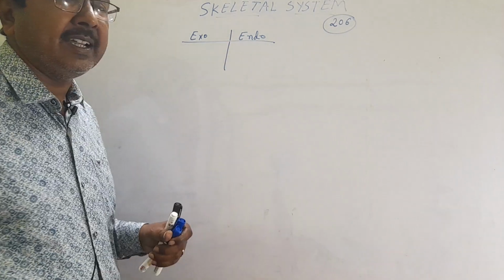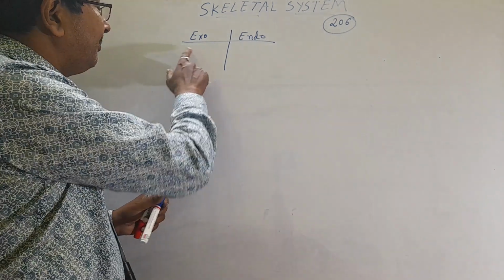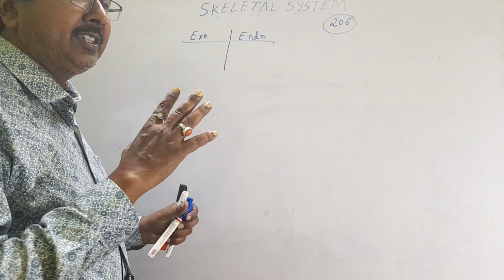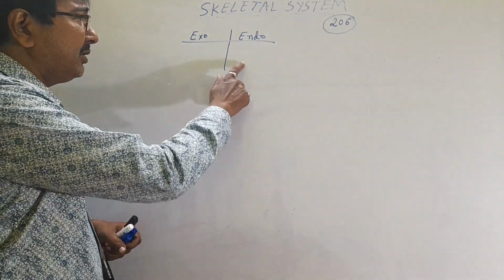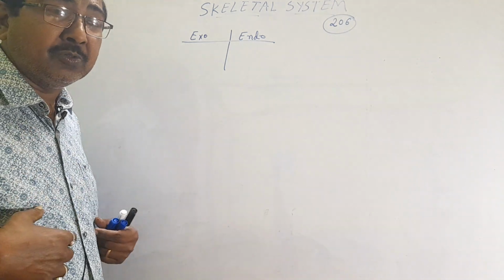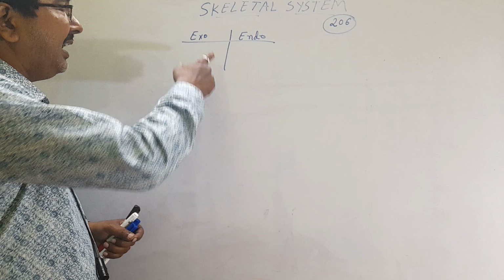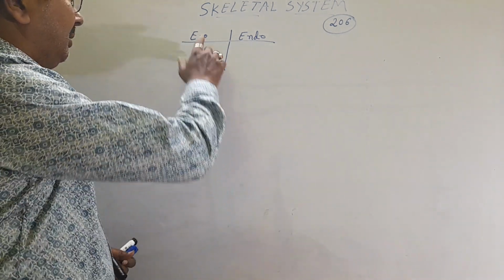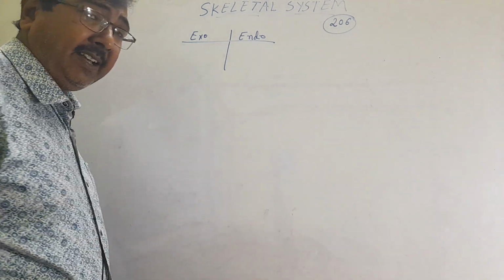The exoskeleton originates from ectoderm, and the endoskeleton originates from mesoderm tissue. The exoskeleton is the non-living part, and the endoskeleton is the living part. All inner bones are the endoskeleton. Nails and horns are all exoskeleton. That's about the difference between exoskeleton and endoskeleton.